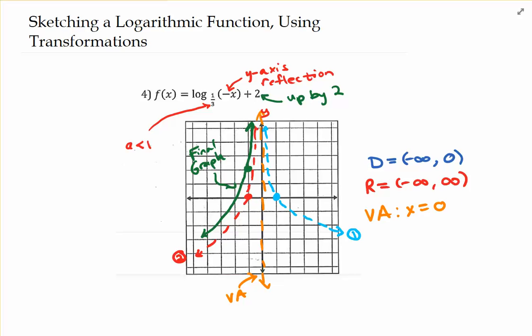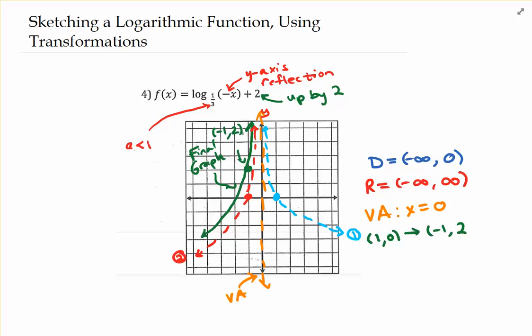Last but not least, the new location of the original x-intercept. All right, the original x-intercept is at 1, 0, but because of both the y-axis reflection and the shifting up by 2, it's now at -1, 2. So I'm going to write it out this way. 1, 0, move to -1, 2. And if you want to note that on the final graph as well, that'd be helpful for me.